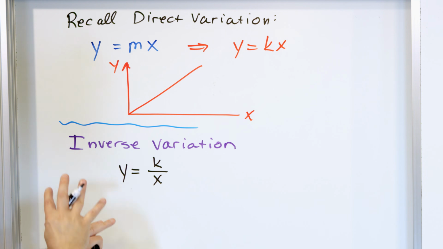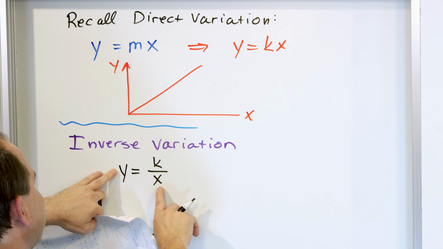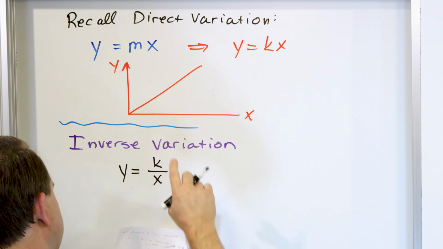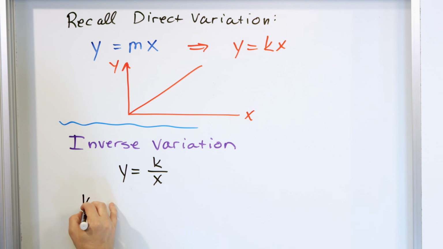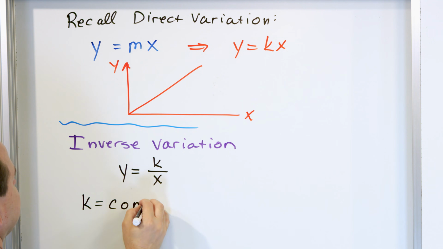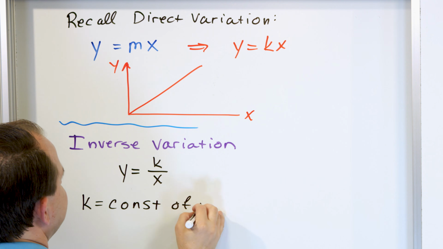For inverse variation, it has all the same parts. You have y and x that are related to one another through a constant of variation. So we say that the constant of variation is right here, the constant of variation.